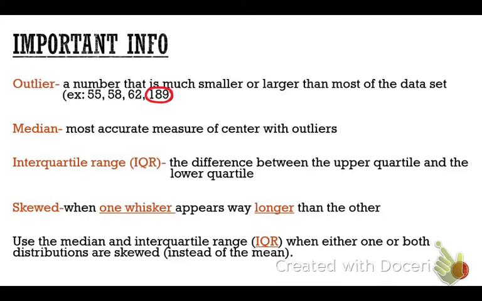Let's look at the next one. The median. Everyone say median. The most accurate measure of center whenever there are outliers. I want you to underline with your red pen the words measure of center. Anytime you see measure of center, that is another word for the median. You're measuring the center or the median, which is the middle.